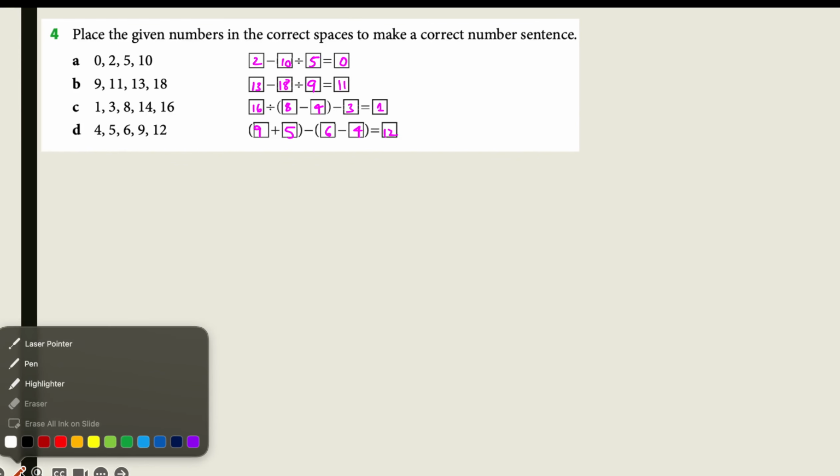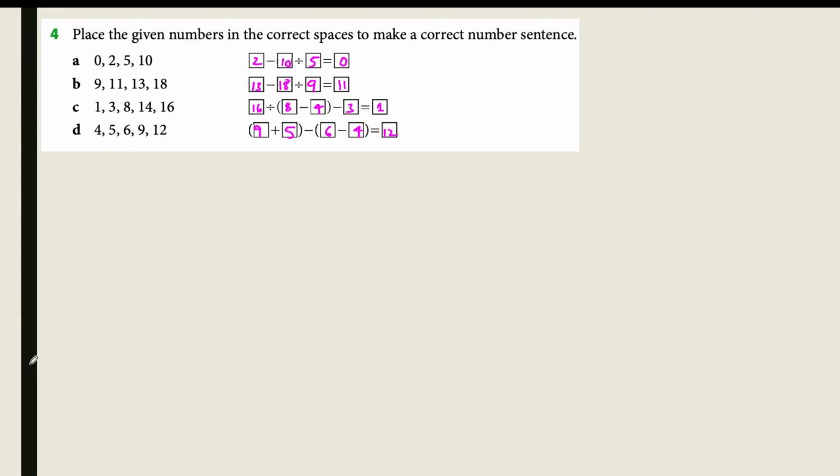In this question we are given a set of numbers and a mathematical structure. As you can see, these are the different sets of numbers and these are the different mathematical structures. So we have to place the numbers in the empty boxes to make a correct equation. These boxes, I have them solved, but I will let you know how we solve these types of questions.